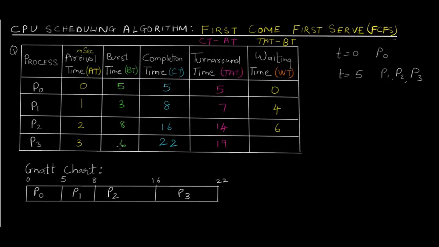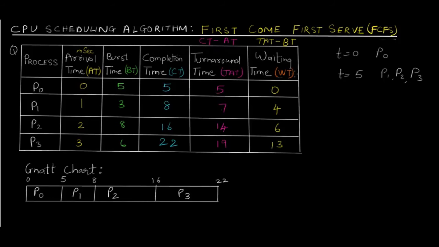For P2 also you can see that it arrived at time 2, but the CPU actually started processing P2 at 8 seconds. So 8 minus 2 is going to be 6. And lastly for P3, it came in at 3rd second, but it actually started processing at 16th second. So 16 minus 3 is again going to be 13. So you can directly make out waiting time from this, and you don't really need to learn this formula by heart.